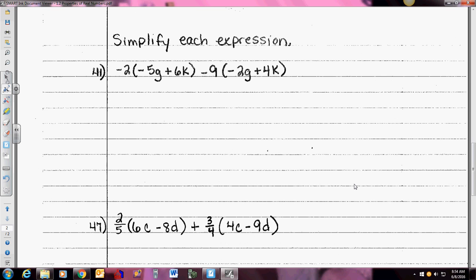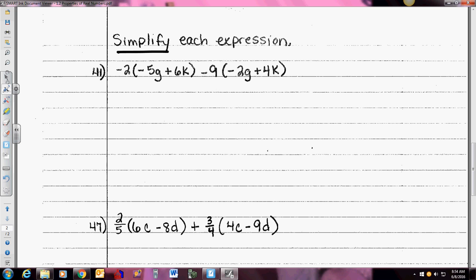Simplify each expression. Whenever it says simplify, that's an important vocab term. You need to make sure you understand what that means. It does not say solve. If it says solve, that means x equals 4 or something. If it says simplify, you're probably still going to have letters in your answer, and that's okay. So you just combine like terms as much as possible.